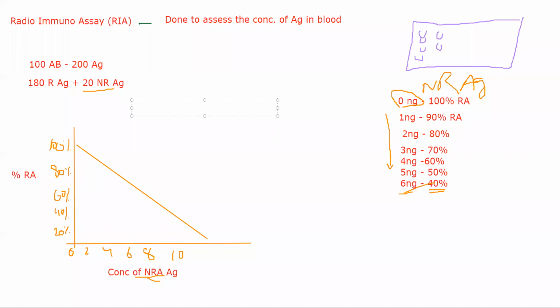Yeah, sorry about that. So if I plot correlation, it will basically mean percentage of radioactivity is inversely proportional to 1 by concentration of non-radioactive antigen. Meaning as the concentration of non-radioactive antigen increases, radioactivity decreases. Flip side, as radioactivity increases, concentration of non-radioactive antigen should decrease.